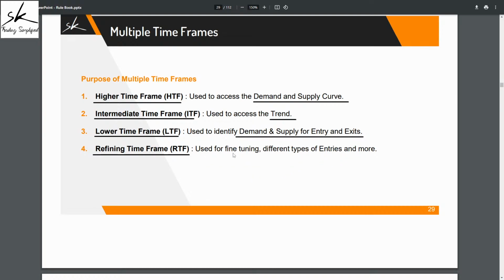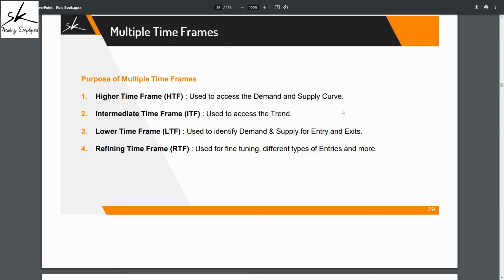And the refining time frame can be used for multiple purposes like fine tuning the zone, different kinds of entries like your type 2, type 3 entries, or in case we need to apply some additional rules, that is also where this time frame can help us.